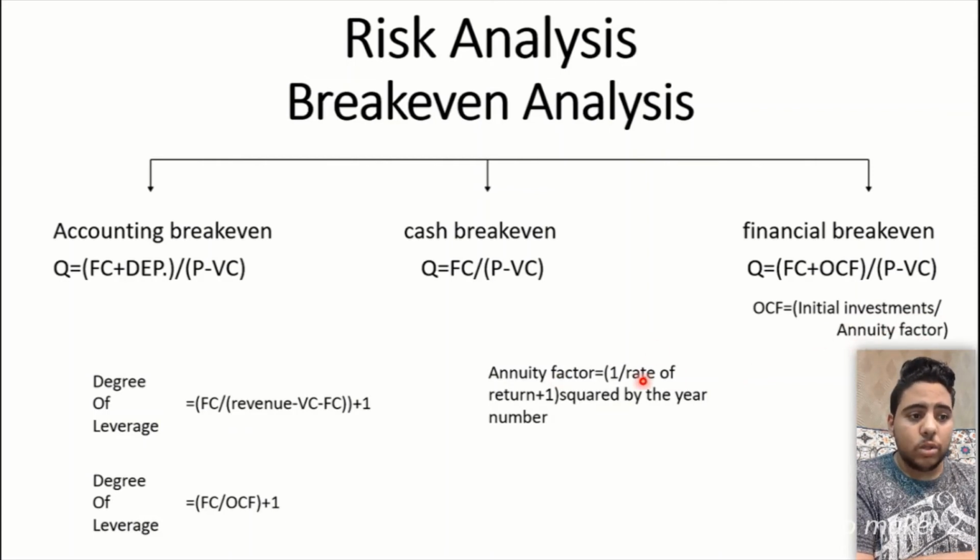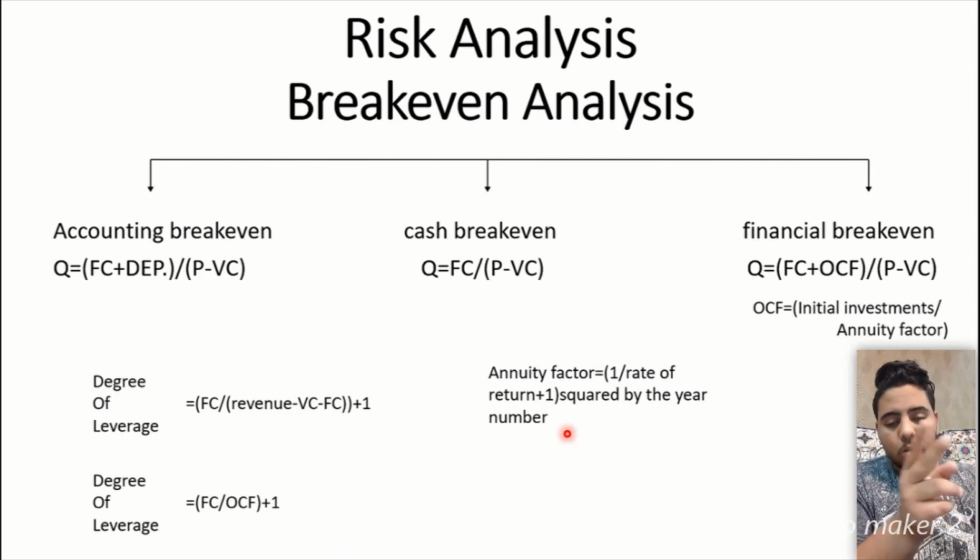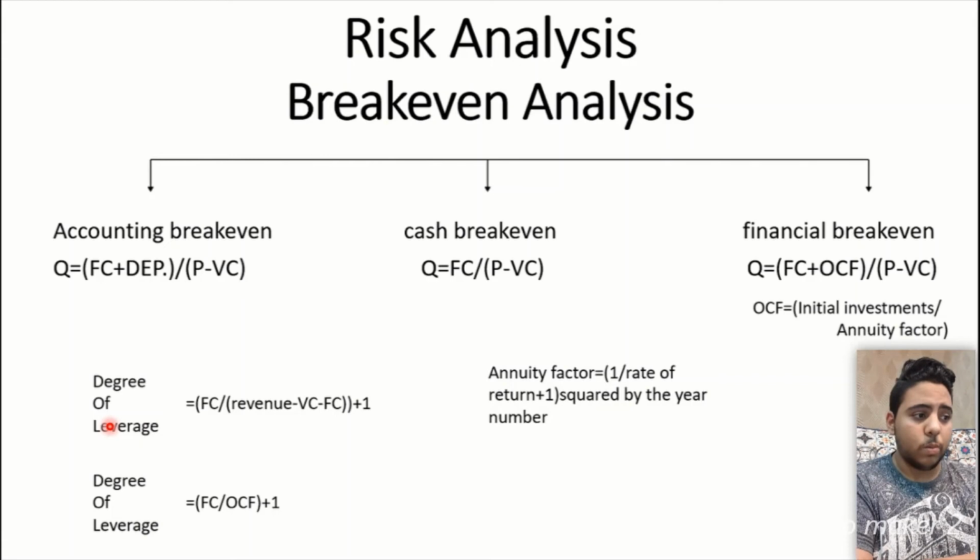How do we get the annuity factor? The annuity factor is equal to 1 over (rate of return plus 1) raised to the year number. So if it's 3 years, we do it 3 times, and we add each one. For the first one, we raise to the power of 1, because it's year 1, and then the power of 2, and the power of 3.